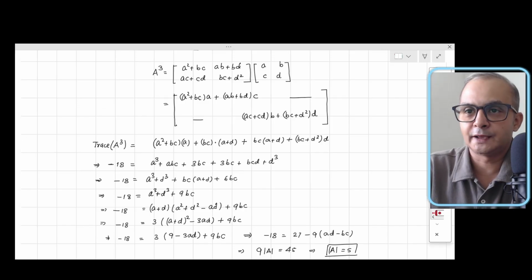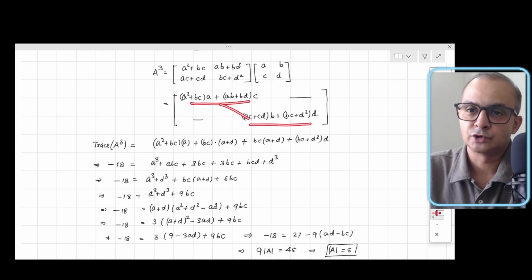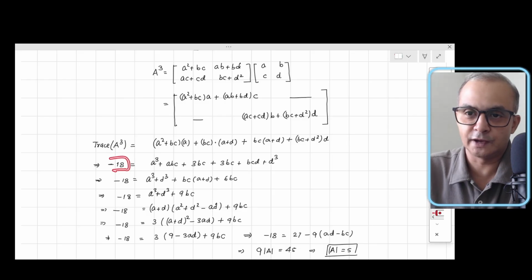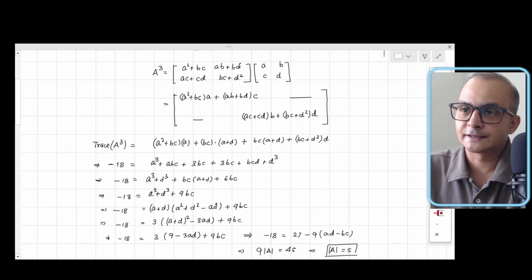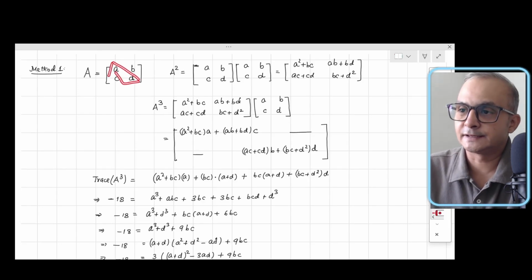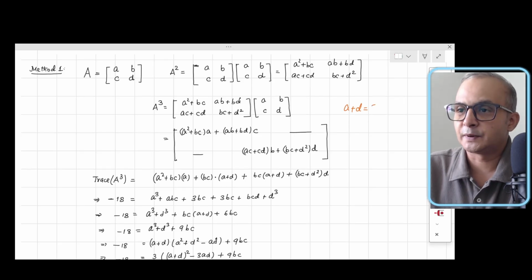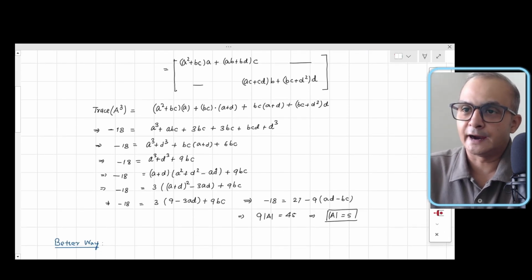Once we multiply out A cube, we get these two diagonal entries, and we add them to find the trace of A cube. Since the trace of A cube is given, I substitute this value: trace of A cube is negative 18. Also notice that the matrix is A, B, C, D, so the trace of the matrix is A plus D. Wherever we see A plus D, I substitute the given trace, 3. So A plus D is going to be 3. We are just adding these two entries to find the trace of A cube.